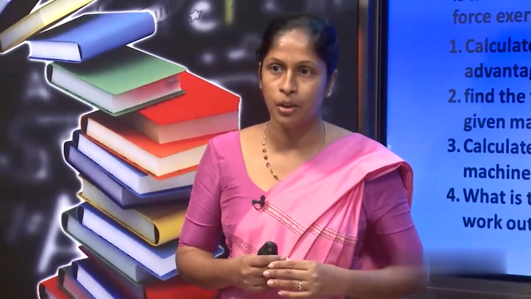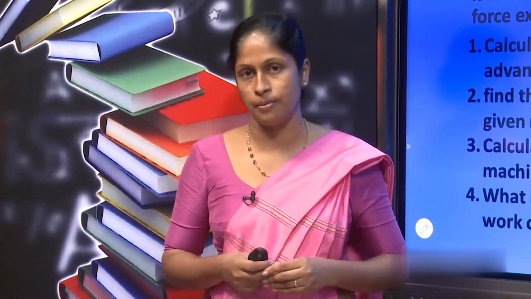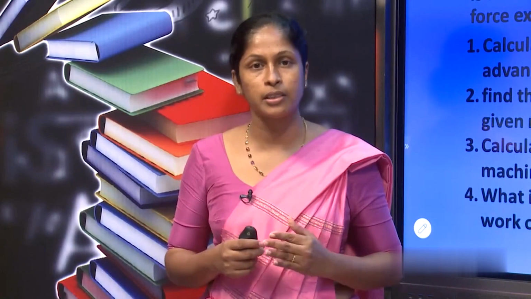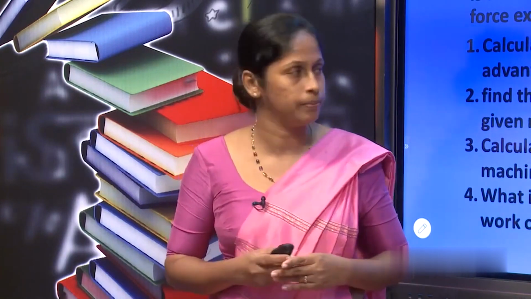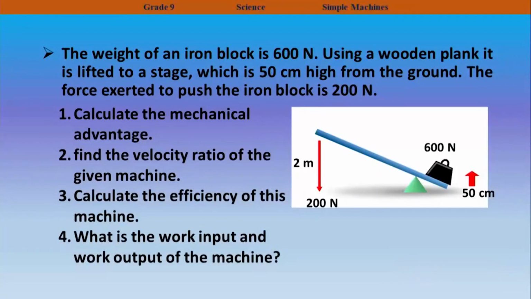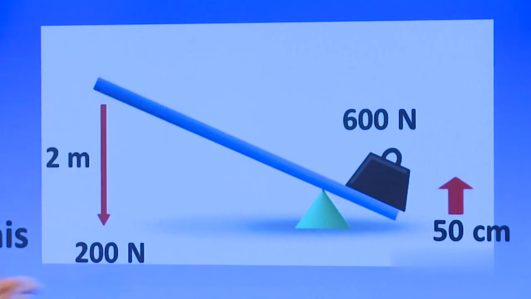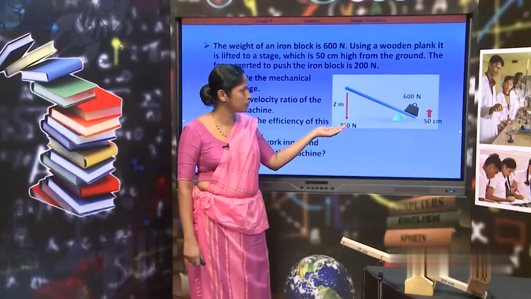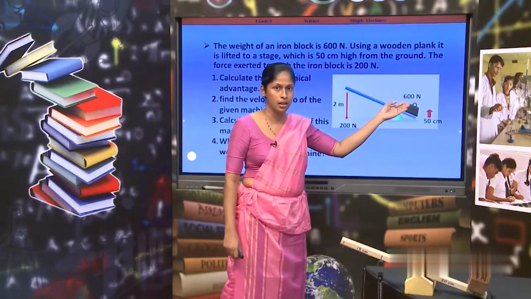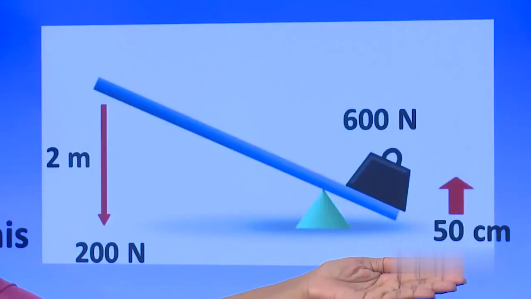Okay, dear children. Now, let us do a question using all the factors that we discussed in today's lesson. You are given a simple machine and you know what kind of simple machine this is now. Yes, it is a first order lever, and a 600 Newton load should be raised by exerting a 200 Newton force, and the weight is 600 Newton and it is raised 50 centimeters.